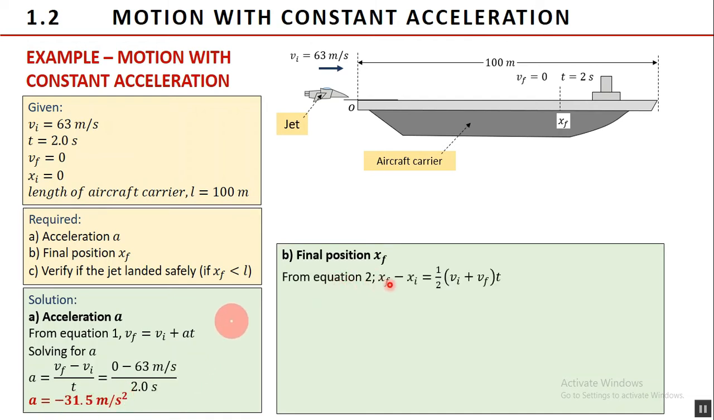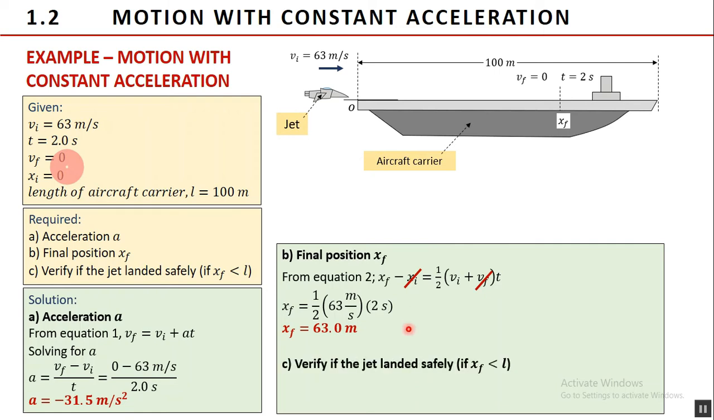Letter B, we select equation 2 in solving the final position x sub f. From this equation, we can eliminate x sub i and v sub f since their values are zeros. Always remember we can immediately eliminate from the equation those with 0 values. This is to make our equation simpler. Then substituting the given values, 1/2 of 63 times 2 will give the jet's final position of 63 meters. By the way, you can also use equation 3 to solve for x sub f, but make sure you have answered the acceleration in part A correctly.